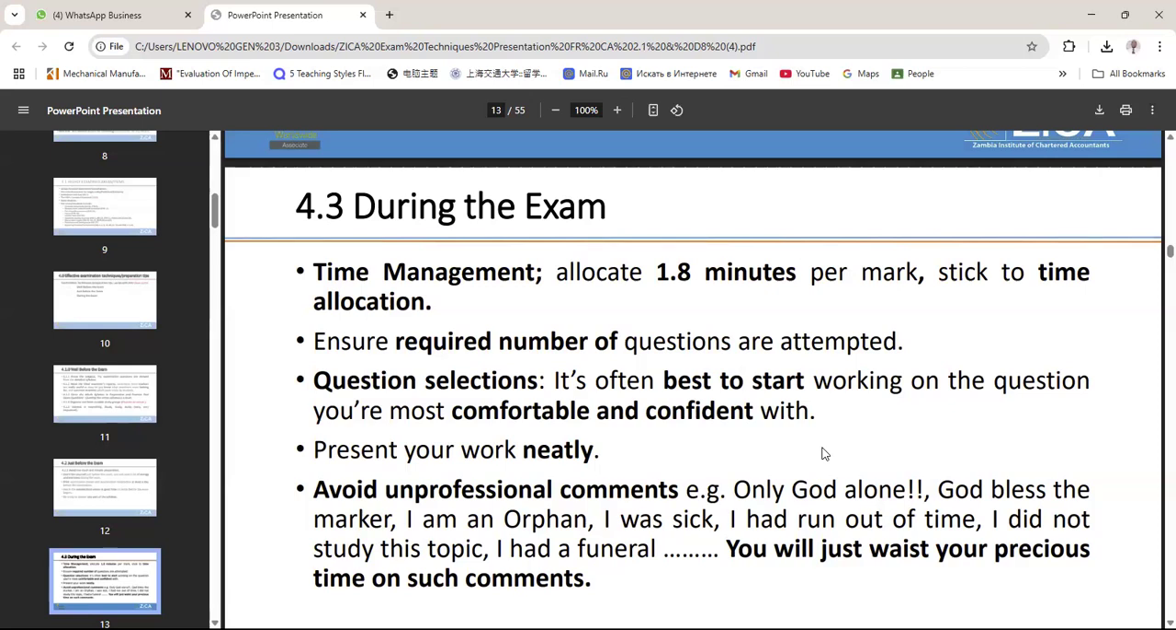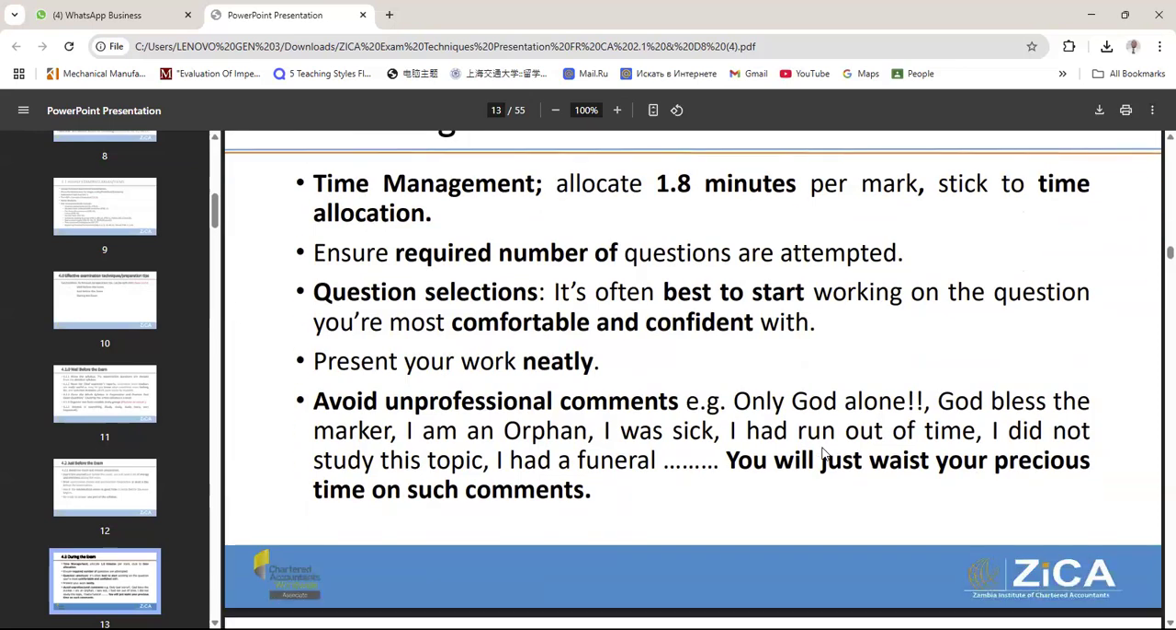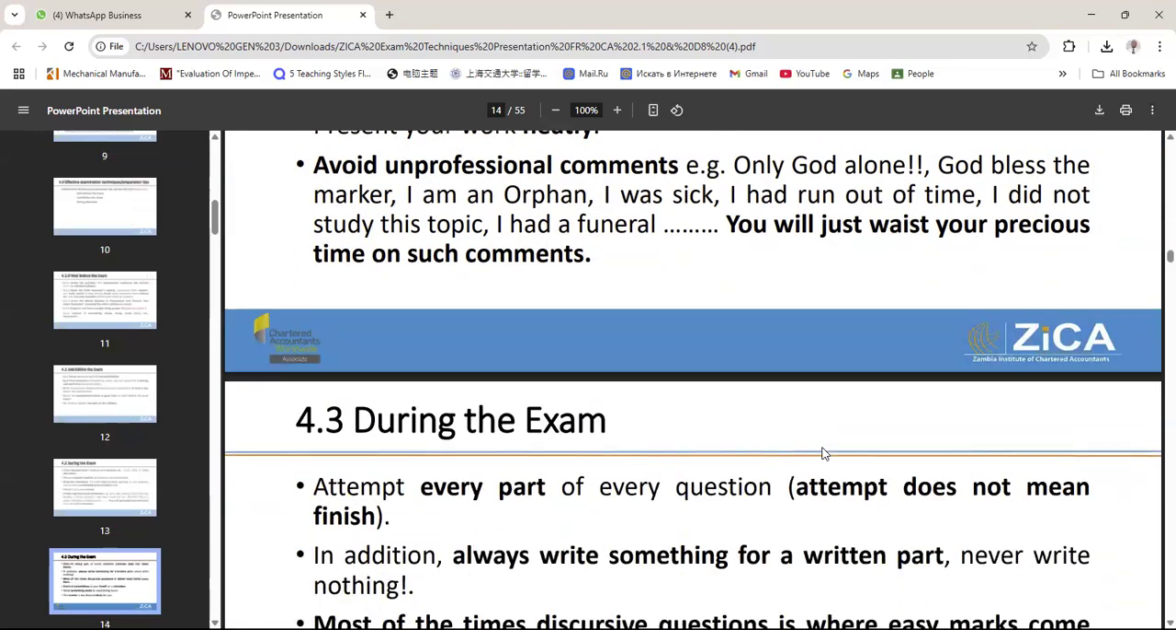Avoid unprofessional comments. This is what I've come across through the time I've been a consultant with the institute. You just waste your time. Instead of saying, "no, God bless" with the marker, you just waste your time. So what's the message? Focus on what is important.